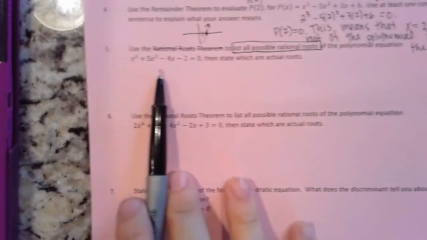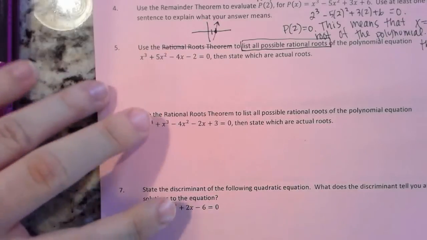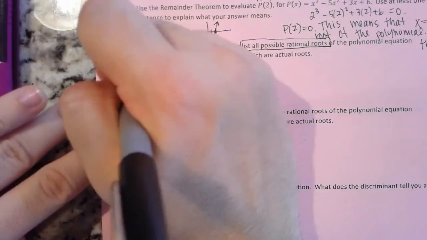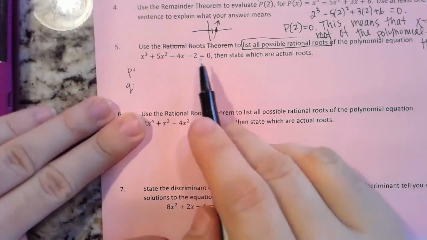Unfortunately, these aren't very big numbers, so it's hard to get a lot of practice here. But if I want to list all possible rational roots, I need to start with listing the factors of p and the factors of q. P comes from the last number.